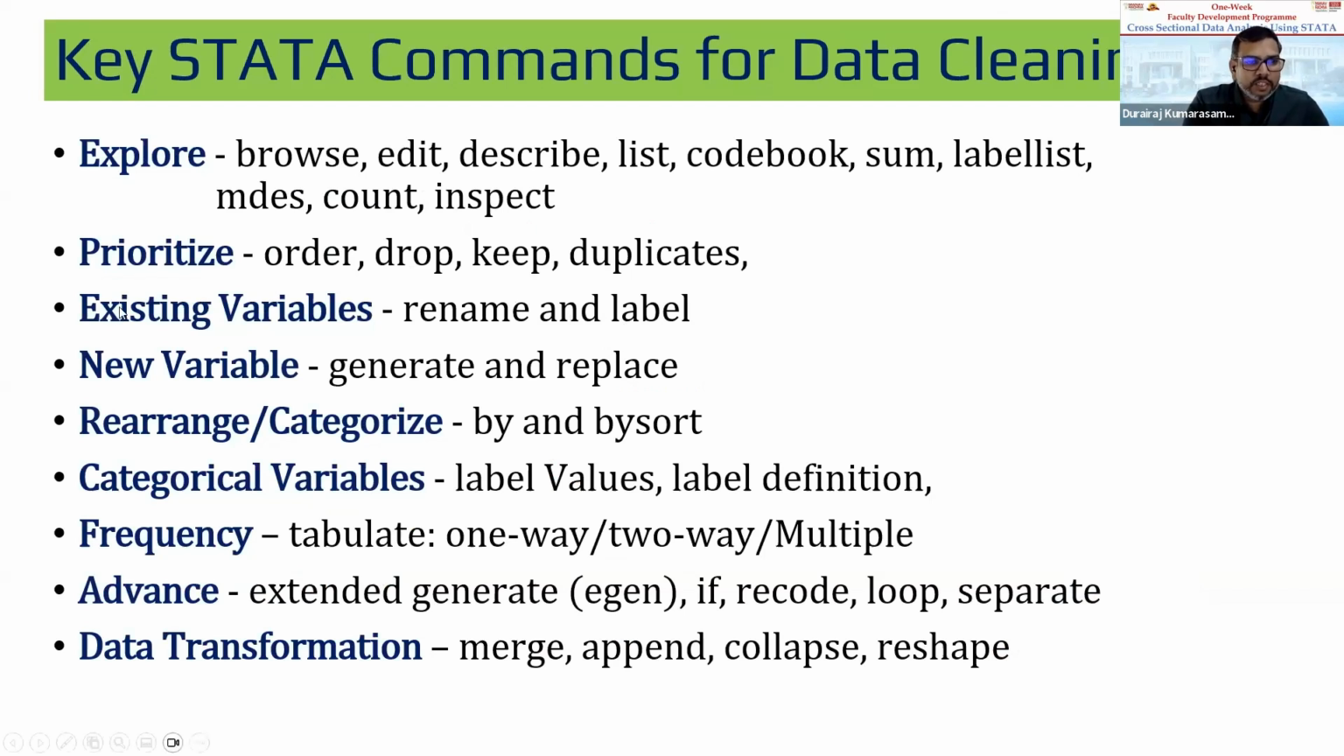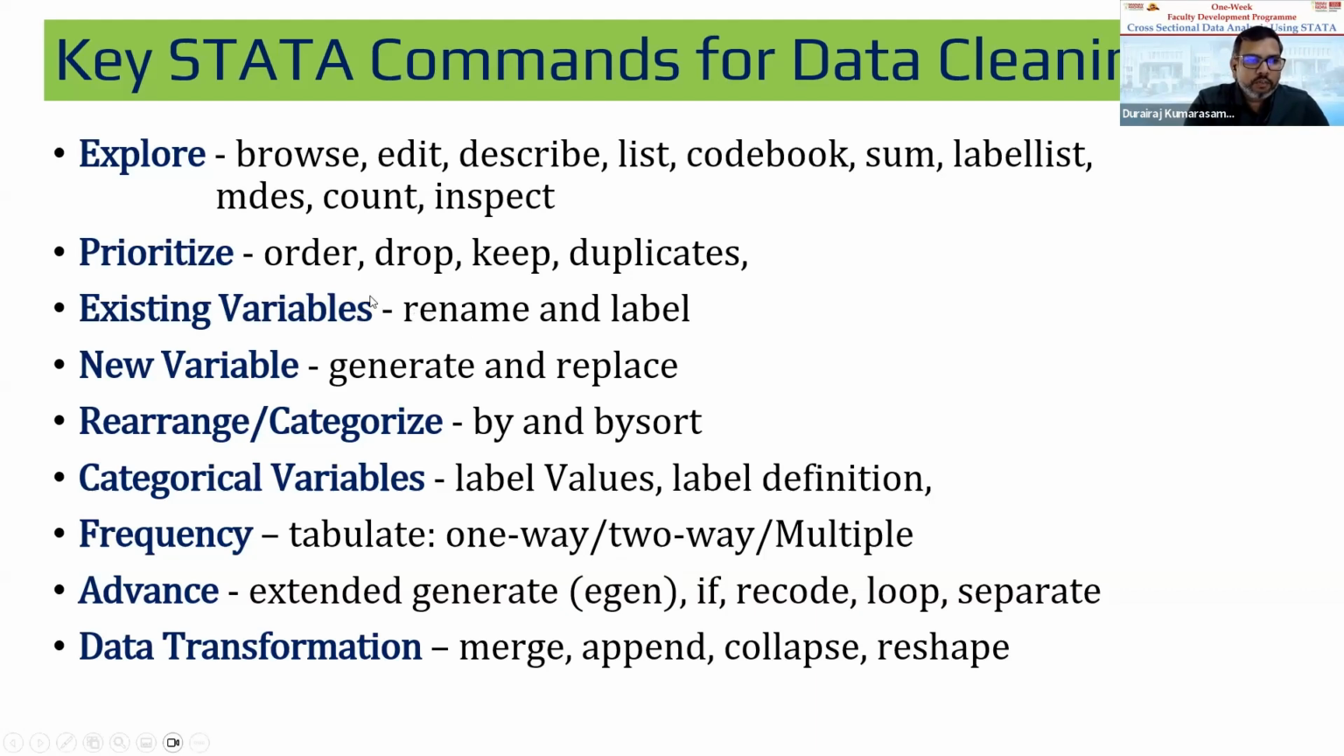Okay. So the existing variable, after prioritizing your list of variables, then you are dealing with the respective variable. So in the existing variable, if you want to change the name, you can change it. If you don't want to change, you can leave it. So wherever you want to change, this is the command, rename and label for the existing variable.